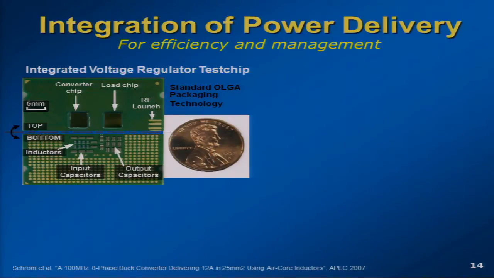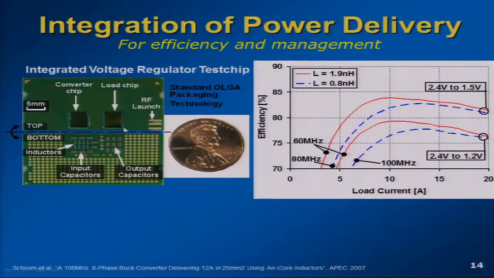So we built an integrated test chip here. This is the converter chip, and this is a load chip. And if you look at the energy efficiency of such an integrated voltage regulator, it's pretty high. It's of the order of 85% or so. And it can really improve. This was a test chip.